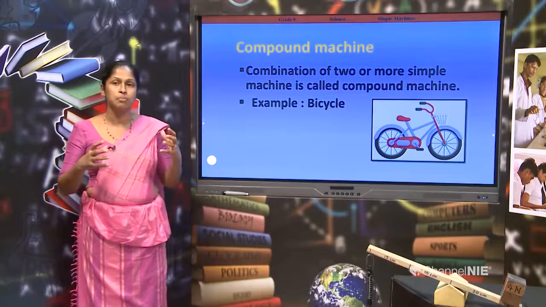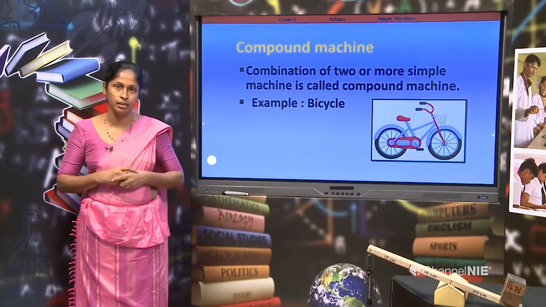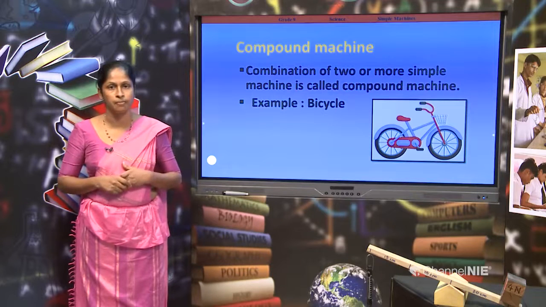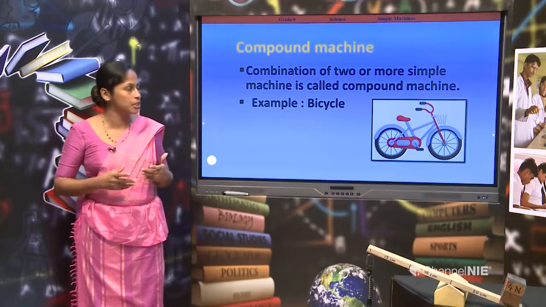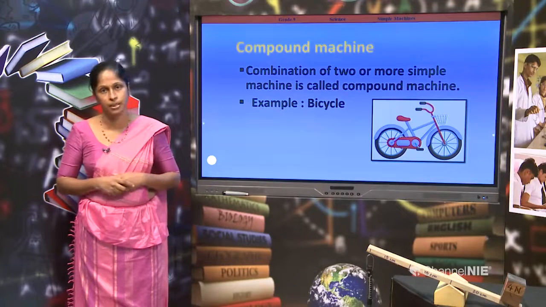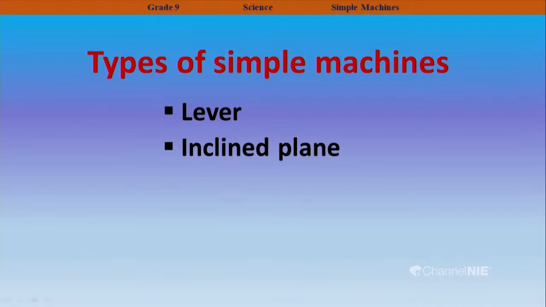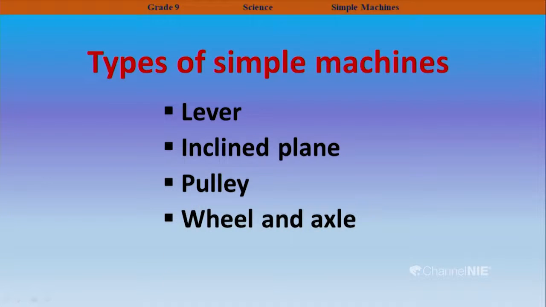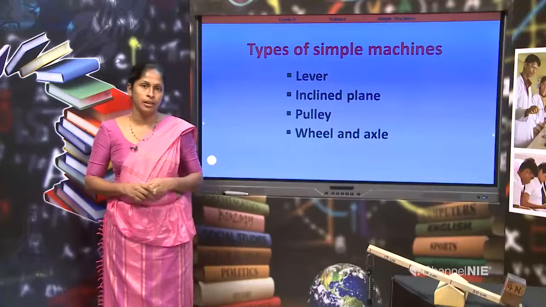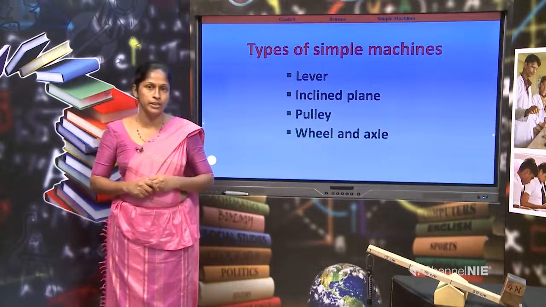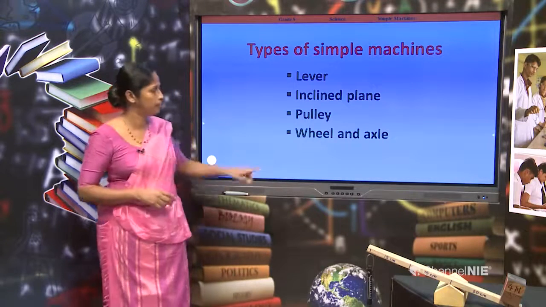Finally, simple machines collected together form a compound machine. Every day, we are using these machines for various purposes. Simple machines can be divided into four groups: lever, inclined plane, pulley, wheel and axle. Today, I am basically focusing on levers.